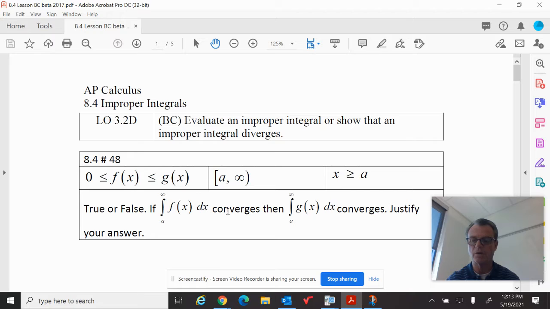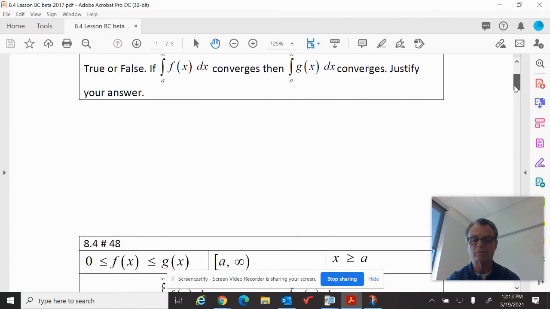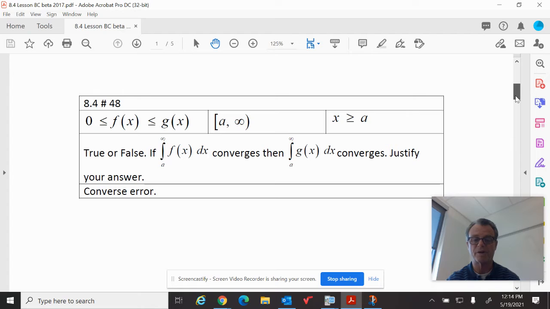Okay, and you can pause the video. You need to think about that. But the answer is false. I mean, because g is above f, it may converge, but you don't have evidence that it does. Okay, it's a converse error. You can't exchange what's in front of the if with what's in front of the then.